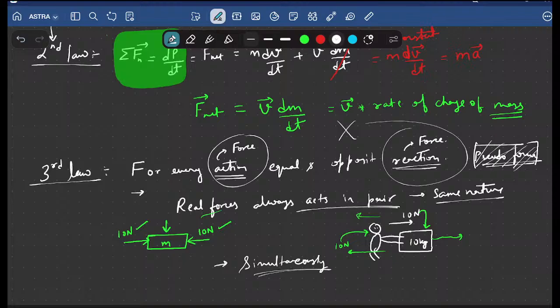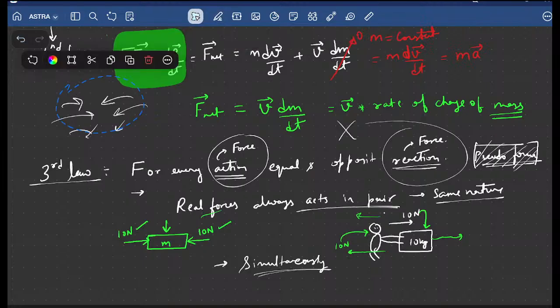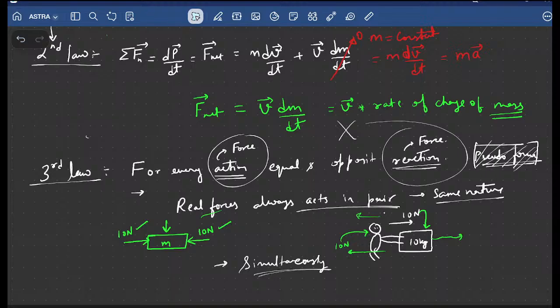Action and reaction come together and vanish together. It is not like action comes first and reaction comes later, or reaction comes first and action comes later. It's absolutely a wrong concept. Both action and reaction come together and go together, right? They start acting on the body from the same point of time. They don't follow each other. Okay, so that is the point.